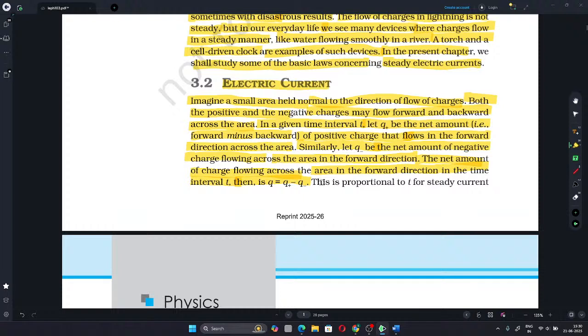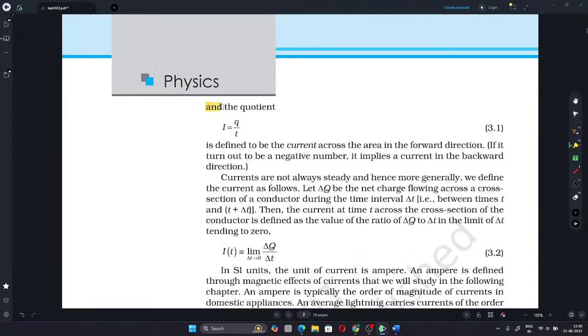Here q plus is the net amount of charge flowing in the forward direction normally through the area, and q minus is the net amount of negative charge flowing in the forward direction normally through the area. This is proportional to t for steady current, and the quotient I equals q by t is defined as the current across the area in the forward direction. If it turns out to be a negative number, it implies that the current is in the backward direction.